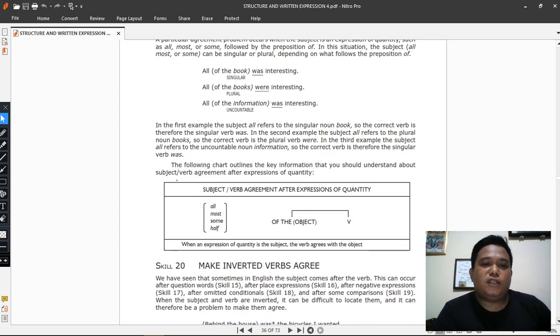And then in the first example, that is the explanation. You may read that, of course. The following chart outlines the key information that you should understand about subject-verb agreement after expressions of quantity. So you need to learn about this, because this can somehow be a trouble for you.